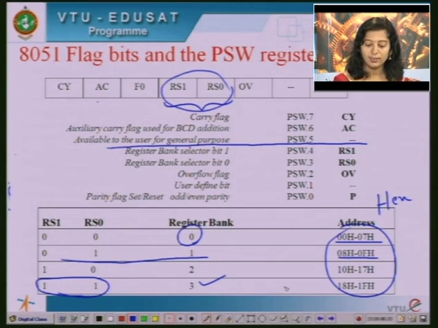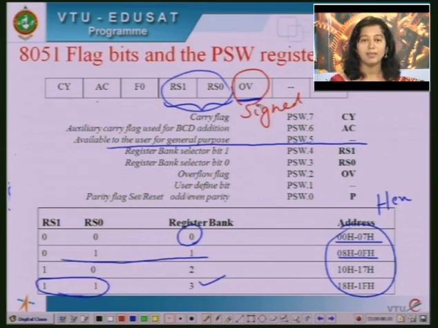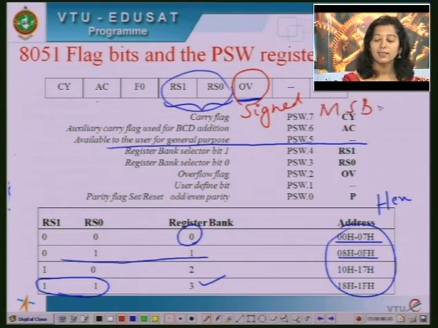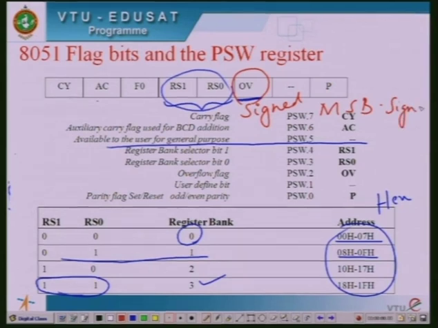The next flag here is the overflow flag. This overflow flag, as the name indicates, is used with signed numbers. Only when we are working with signed numbers are we going to make use of the overflow flag. So what are signed numbers? Signed numbers are those where the MSB represents the sign of the number. In an 8-bit word, only 7 bits will give you the value and the MSB will always represent the sign. The remaining 7 bits give you the value of the number, but the 8th bit, or the MSB, is the sign bit. If the sign bit is 1, it is a negative number. If the sign bit is 0, it is a positive number.